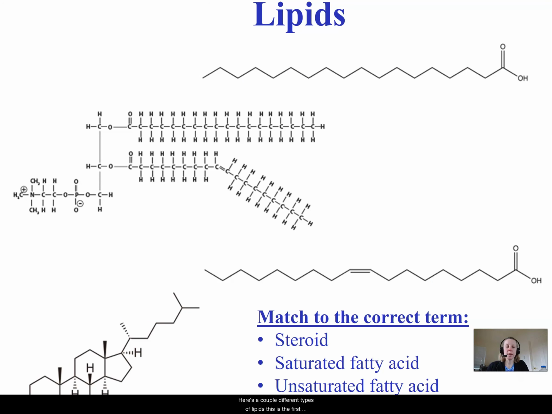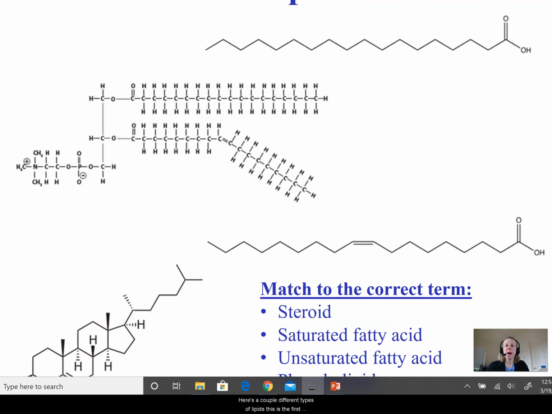So here's a couple different types of lipids. This is the first question that's going to be on your handout for today. I'd like you to look at these four different structures here and match them to the appropriate term: steroid, saturated fat, unsaturated fat, and phospholipid. That'll be the first question that I'm going to pose to you, and in just a second, I'll tell you what each of those answers are.